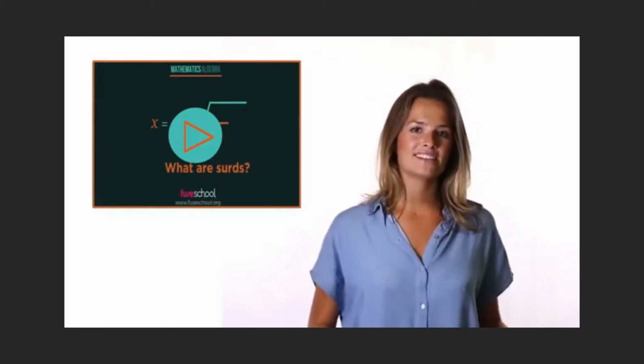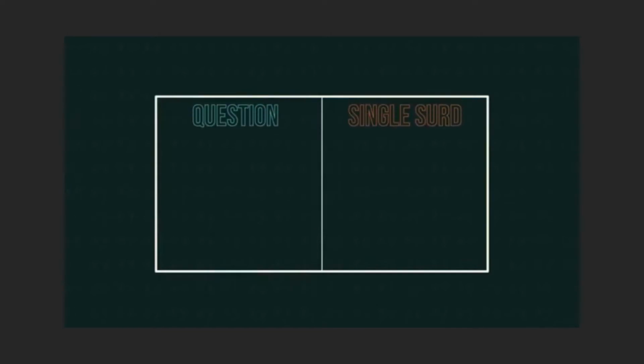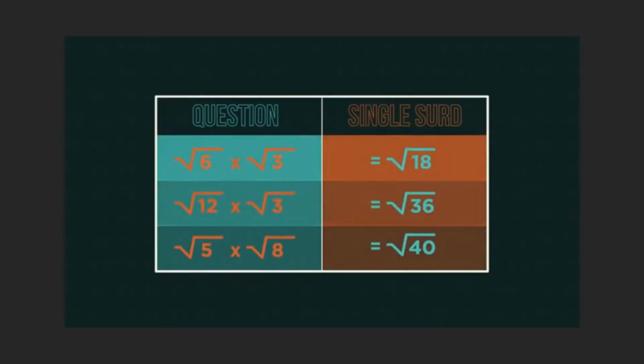Hi, I'm Lucy, and in this video we're going to look at how to multiply and divide with surds. We've already looked at how to simplify them in this video, and now we're going to learn how to calculate with them. So let's jump straight in with an example. Can you see what's happening? You just multiply the numbers together to make a single surd.